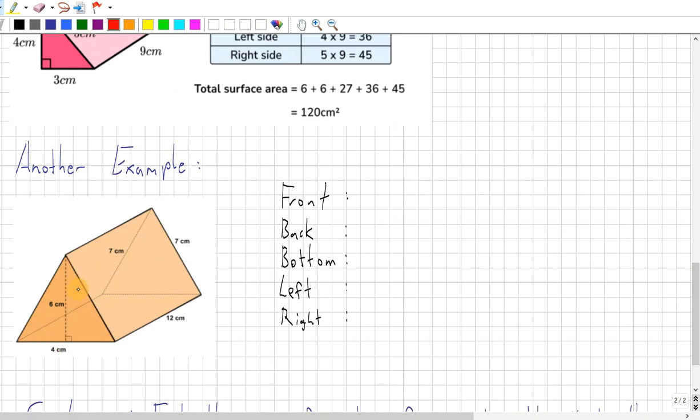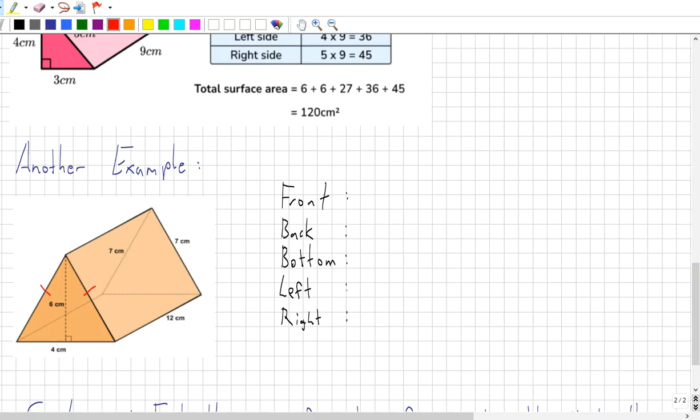So this time, like I showed before, the triangle is drawn a little bit differently. It's not a right angle triangle. It is an isosceles triangle because I have a 7 and a 7, which will be the same as this. So these two sides here are the same length. So it's an isosceles triangle.